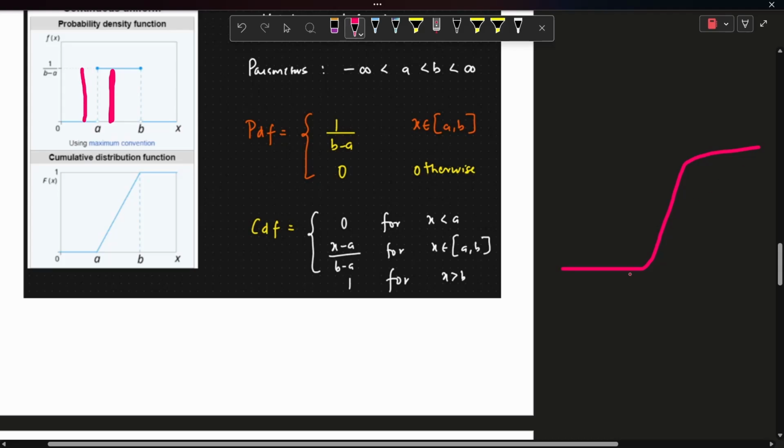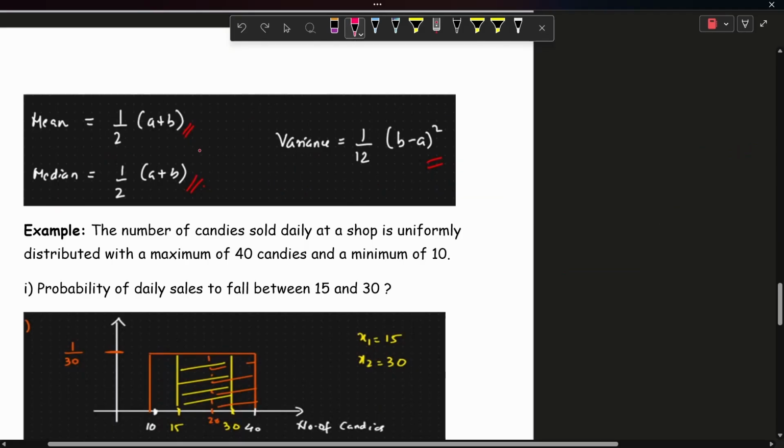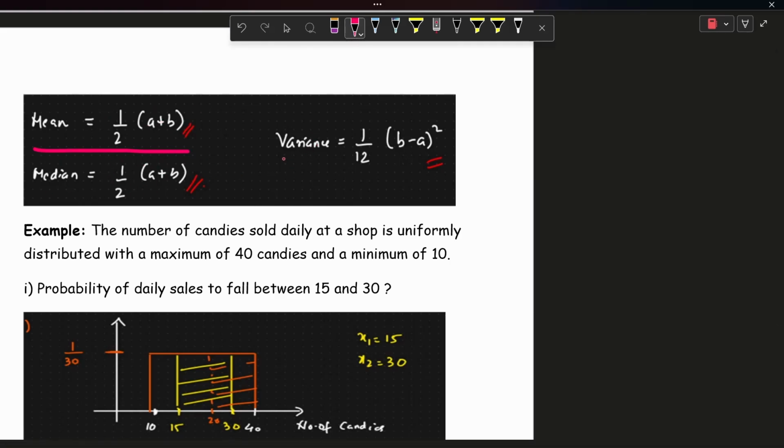The cumulative distribution function will always be in this shape. For any distribution, we can see it always follows an S-shaped curve. Here we can see a and b. The probability of x lying between a and b will be this one, and if it is less than a, then it is 0. You can see here 0, and if it is more than b, it is 1. For a continuous uniform distribution, the mean is 1 by 2 (a plus b) and the median is 1 by 2 (a plus b). They are both the same, and the variance is 1 by 12 (b minus a) whole square. We just need to know the formulas, no need to know the derivation.